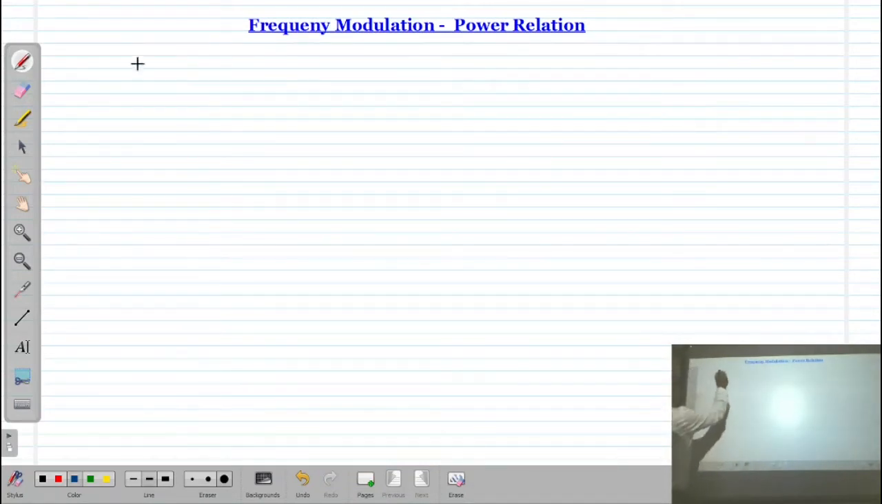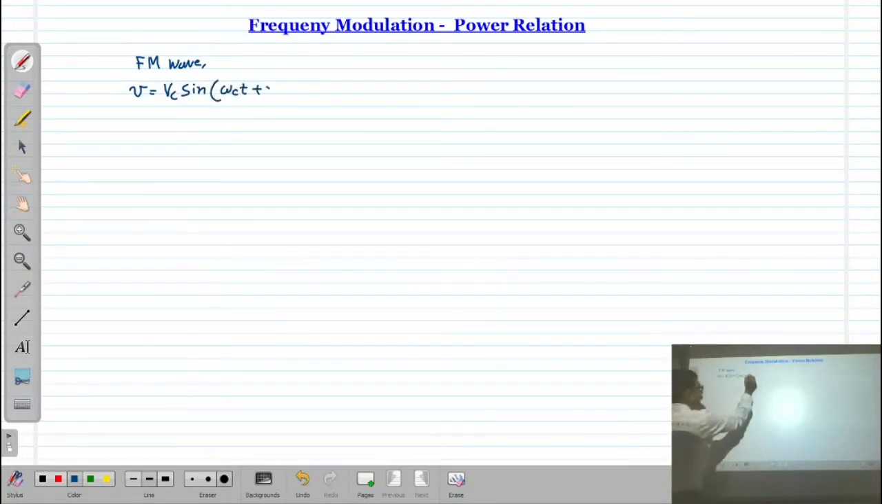So, already you know that the FM wave we can write as V is equal to Vc into sine of omega c t plus Mf into cos omega m t. This is the mathematical expression for a frequency modulated wave. Then in the previous lecture we discussed how we can expand this.